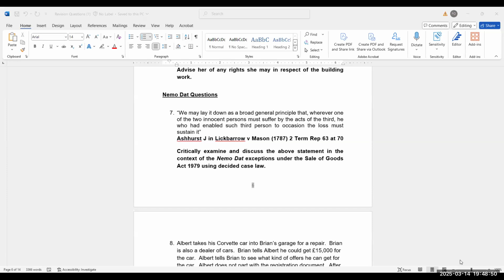Now you see that estoppel supports the original owner. So now, if you're having a tally, you say one for the owner in relation to estoppel. You also want to talk, remember we said there are six exceptions. So you want to move on to talk about the sale by a mercantile agent.